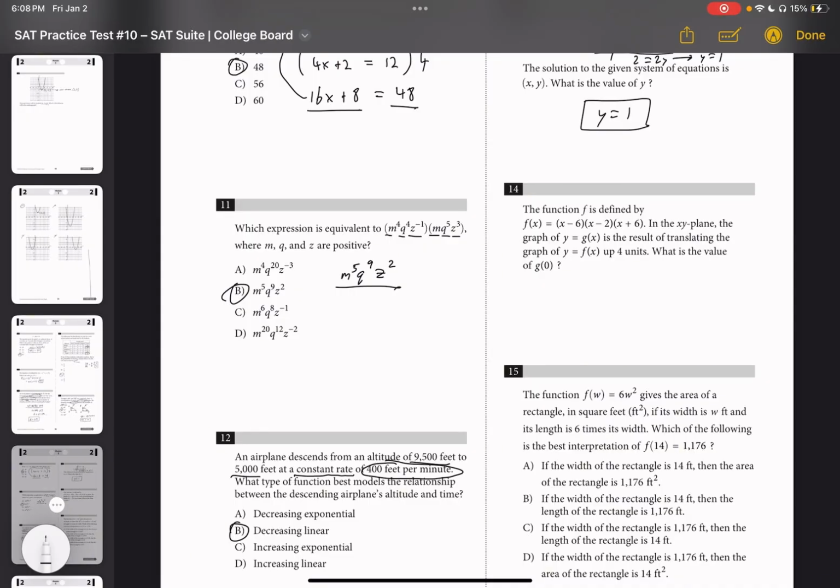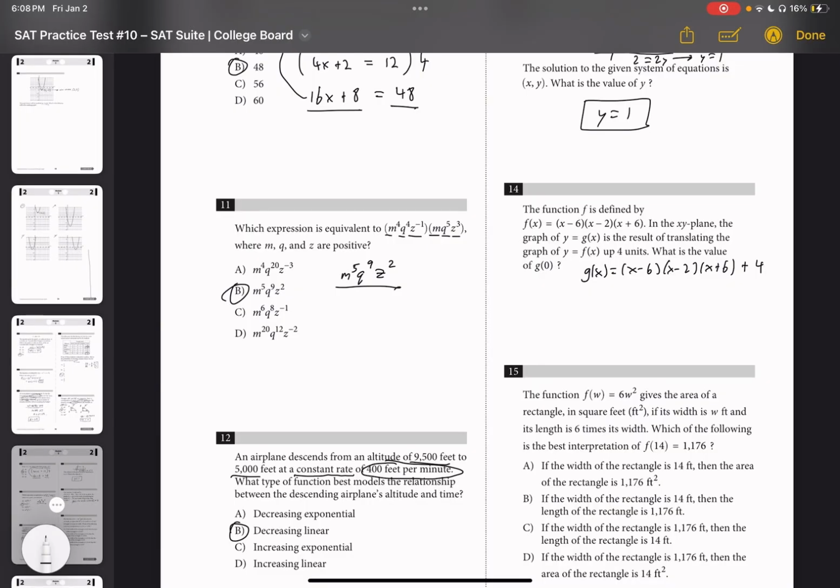In the xy plane, the graph of y is equal to g of x is the result of translating the graph of y is equal to f of x up 4 units. What is the value of g of 0? Okay, so g of x will be equal to minus 2 times x plus 6, plus 4. That will be our g of x equation since we're translating up 4 units.